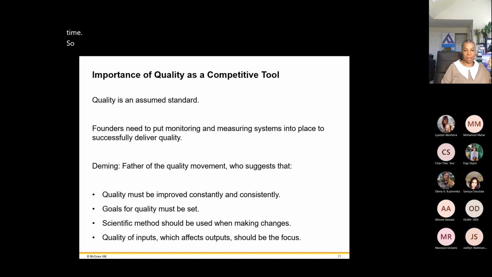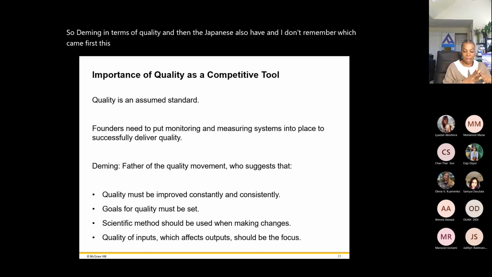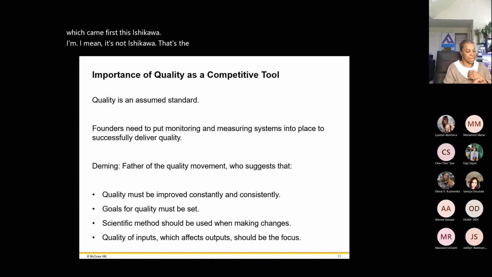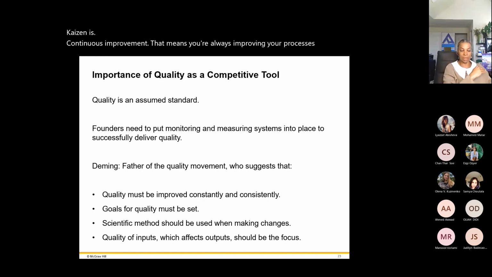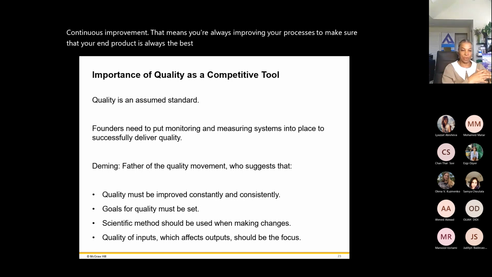So Deming, in terms of quality, and then the Japanese also have, and I don't remember which came first, this Ishikawa. I mean, it's not Ishikawa. Ishikawa is the fishbone. It's the Kaizen. Kaizen is continuous improvement. That means you're always improving your processes to make sure that your end product is always the best. So there's quality standards out there that you can implement into your business processes to deliver your product or service.